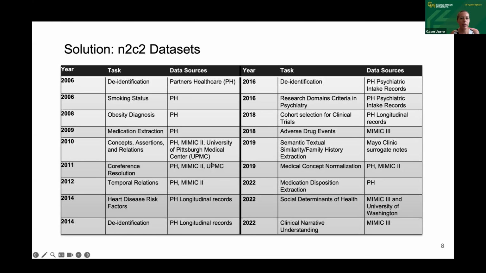Since 2006, so it's been a while, 18 years, we've been developing data sets from various institutions. Partners Healthcare was where things started for us. Beth Israel Deaconess Medical Center, through the MIMIC2 project, was already sharing the de-identified data for research, and they participated in sharing their data for our purposes down the road. University of Pittsburgh Medical Center shared some data. Mayo Clinic contributed some notes throughout the duration of our research, and University of Washington, Seattle also contributed data sets.